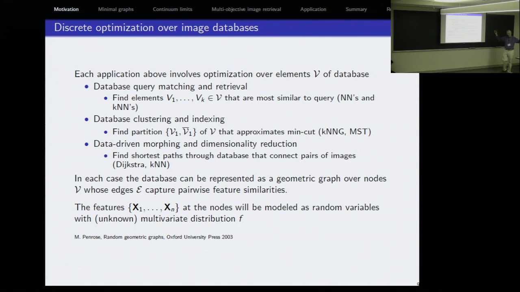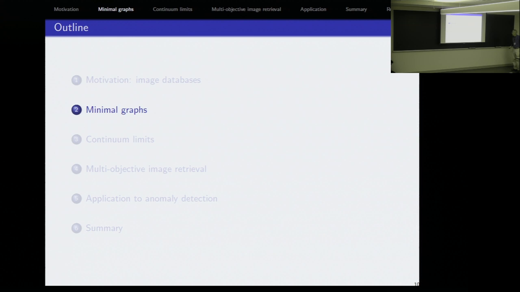abstract space with a distribution of the images that are realized as independent, identically distributed image instances from this multivariate distribution, whose dimension will be as large as the dimension of the feature space, right? So n images here.